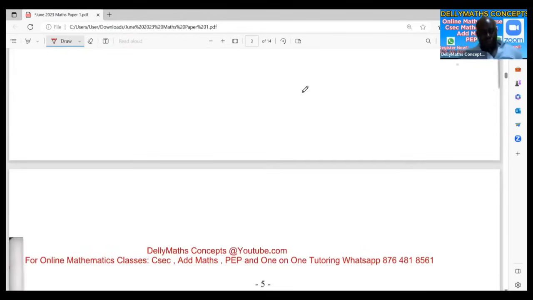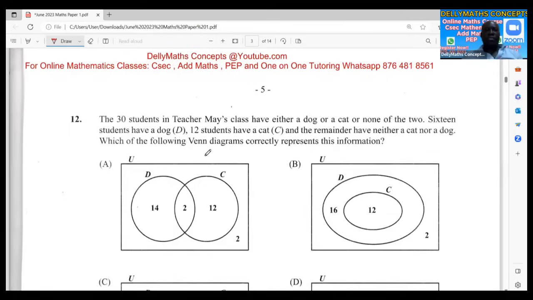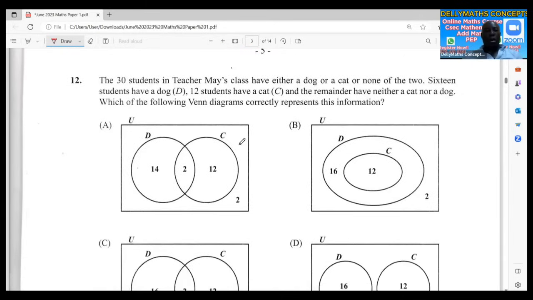Number 12. Number 12 says, the 30 students in Mary's class have either a dog or a cat or none of the 2. 16 students would have dogs, D for dogs, and 12 would have cats, C for cat, and the remainder would have neither cat nor dog. Now, make sure that your D comes up to 16 while your C comes up to 12, while the total gives us 30. C is 14 here, so this made that incorrect.